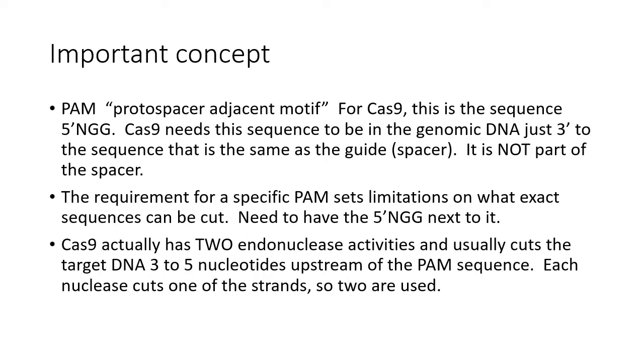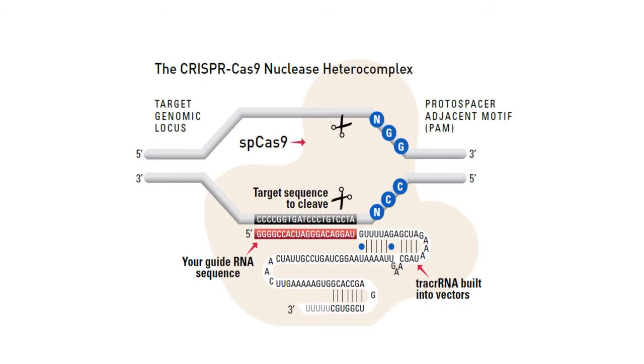Okay, so the PAM or protospacer adjacent motif is important because the Cas9 needs this sequence just 3' to the sequence that's going to be the same as the guide. Now, it's not going to be present in the spacer that you're putting, but it will be there in the genomic DNA, and it's an important part of the nuclease process. Here's our picture again, showing the targeted locus. Both strands will cleave, the location of the PAM, the location of the guide, and what's going to be cleaved.